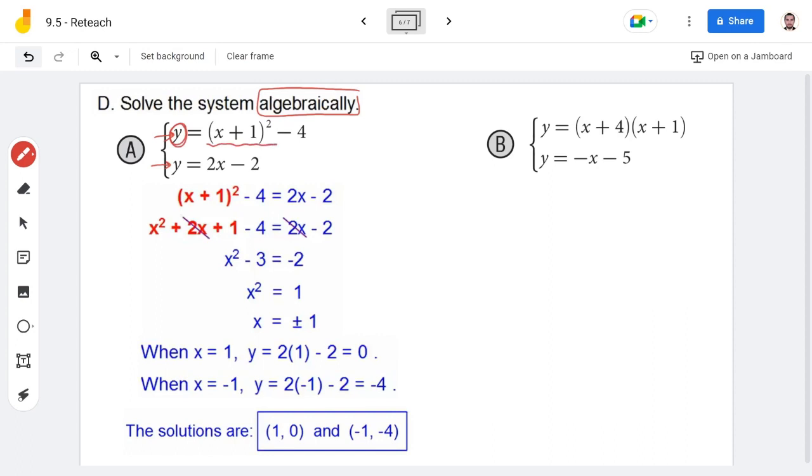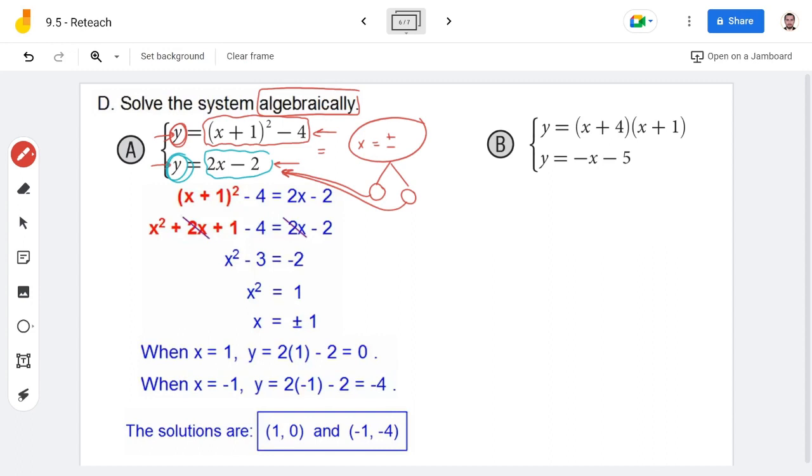So the first equation is (x plus 1) squared minus 4. Now look at the second equation: y is equal to 2x minus 2. How can I find the solutions? I can set this one equal to this one, and I can get the two x's, one negative and one positive. Then I replace them in the function here, so I can find my points.